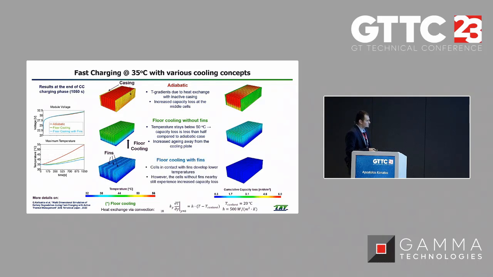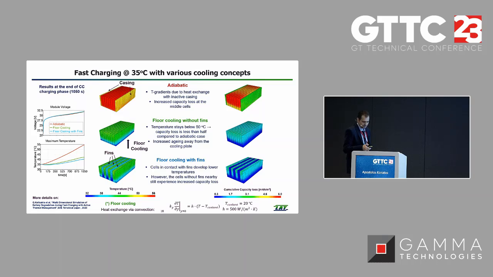And to overcome this, we have placed some fins near some of the cells. And here, as regards the temperature, we can see that the cells which are in contact with the fins develop lower temperature. However, if we look at the capacity loss, we can see that the cells without fins nearby still experience increased capacity loss.